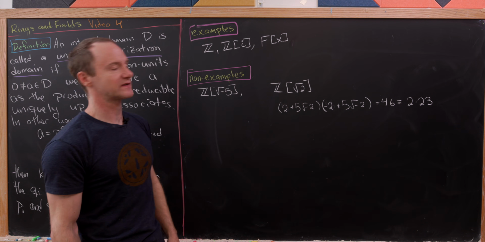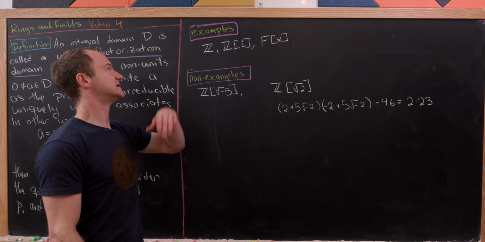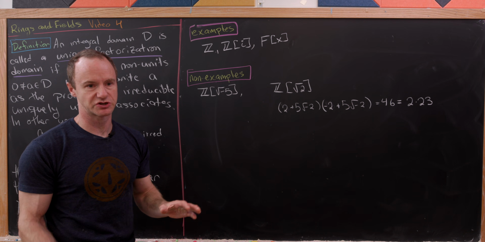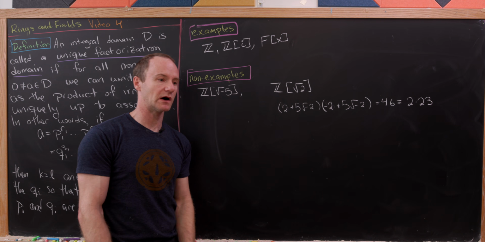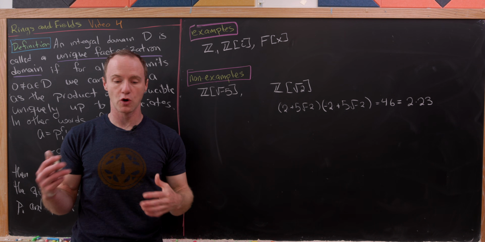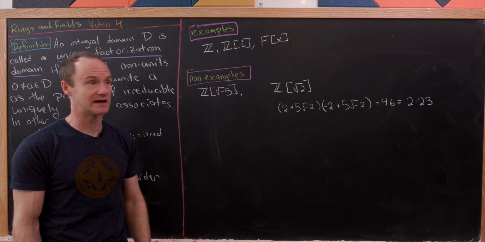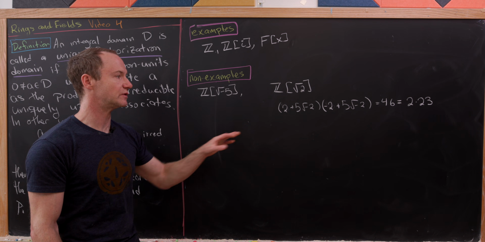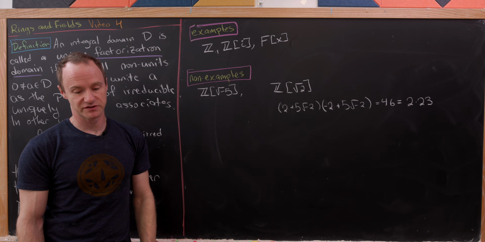So as a couple of examples and non-examples, I think we've seen these already, we just didn't have the word for it. Z is a unique factorization domain. That's by the fundamental theorem of arithmetic, which you're probably familiar with. Z adjoin i, the Gaussian integers, is as well, which we'll prove later. F adjoin x, polynomials where the coefficients come from a field, that in fact is a unique factorization domain. That's kind of nice. And then some non-examples, Z adjoin root minus 5 and Z adjoin 2. Here's an example of why Z adjoin 2 is not a unique factorization domain.